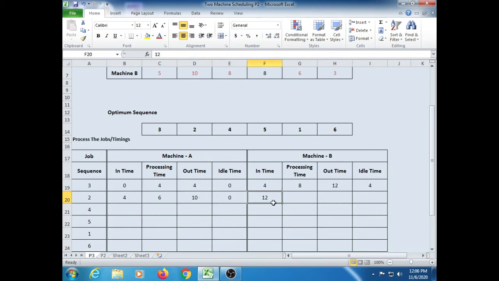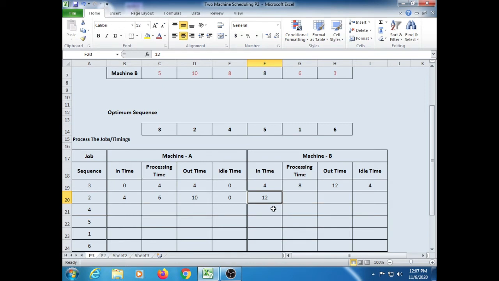Okay, so we have to consider the previous job out time on the same machine and the present job out time of machine A. So here we have to compare the present job machine A out time and the previous job out time on machine B. So we have to compare these two for finding out the in time. Okay, so this is machine B in time.